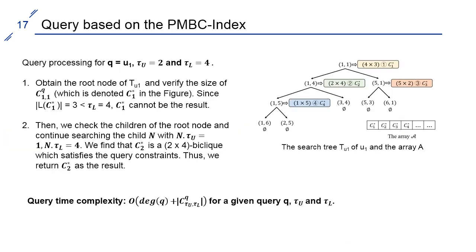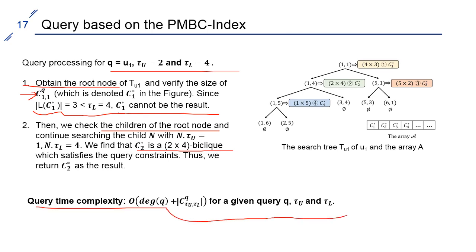The query process based on the PMBC index is also very simple. For example, given parameters for U1 of 2 and 4, firstly we obtain the root node and verify the size of the Biclique stored in the node. Because the size constraint is not satisfied, C1 cannot be the result. Then we check the children nodes of the root node, and we find that C2 is a 2 times 4 Biclique. It satisfies the query constraint, so we return C2 as the result. The query time is also well bounded.